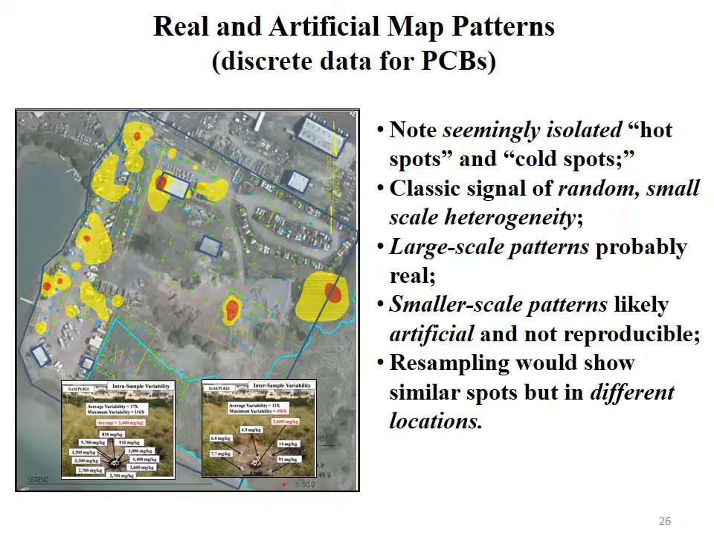If you shifted the grid over 5 feet or even a few inches or whatever, then you'd see similar patterns. You'd see more PCBs on the left-hand side of this site than on the other parts of the site, but the hot spots and the cold spots would be in different places. And that's just an example of the variability of the site. So resampling would show similar spots and patterns, but in different locations, small-scale patterns. The large-scale patterns we would anticipate would be similar.